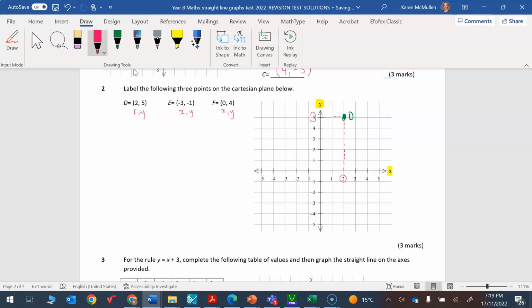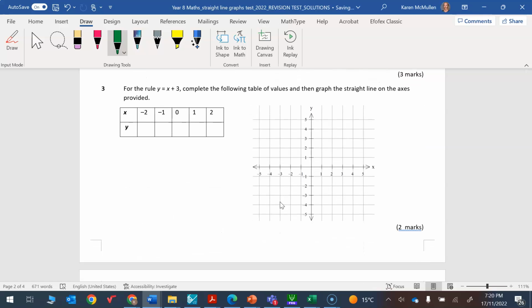For E, we're at -3, so I'm going to start at -3 and go to y equals -1. So that's going to be this point here. So that's E. And then we've got 0, 4. So x equals 0 is actually on your y-axis, and 4 is here. So it's actually our y-intercept there as well. So there we go. That's point F.